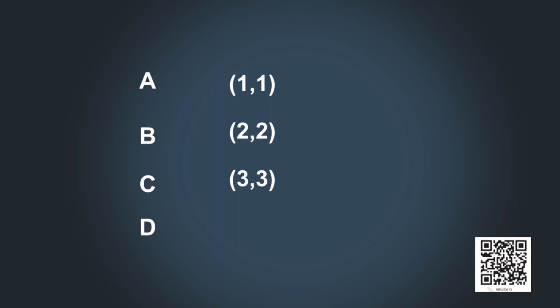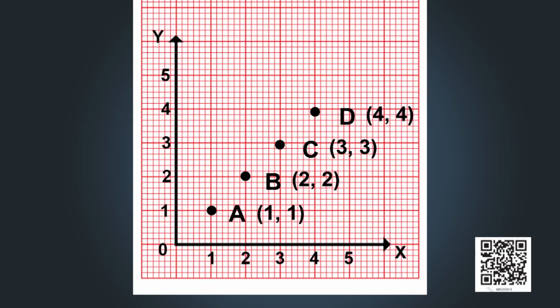Now, we will plot a few points A, B, C and D. The coordinates of the points are (1, 1), (2, 2), (3, 3) and (4, 4) respectively. We will plot each of these points first. We can see all these points lie on a line. In this case, the graph obtained by joining the plotted points is a line. Such graphs are called linear graphs.